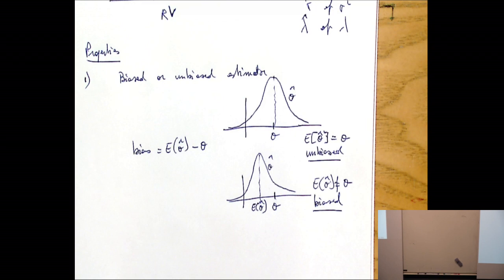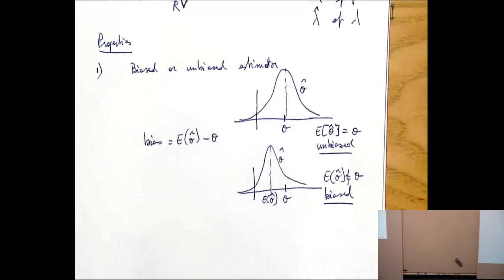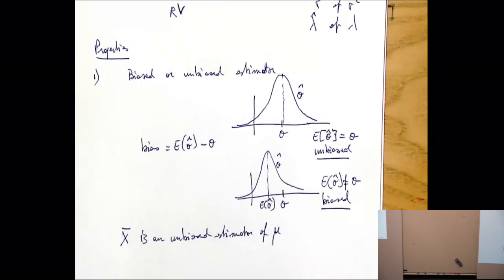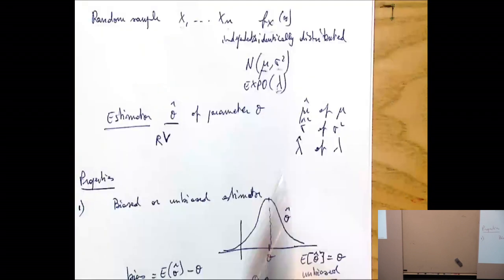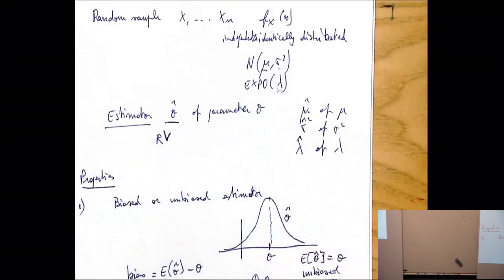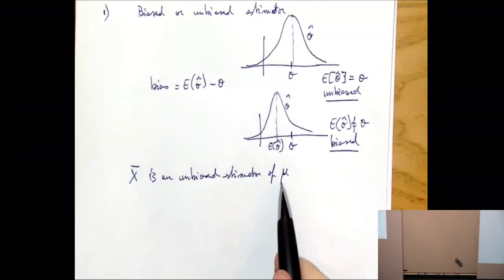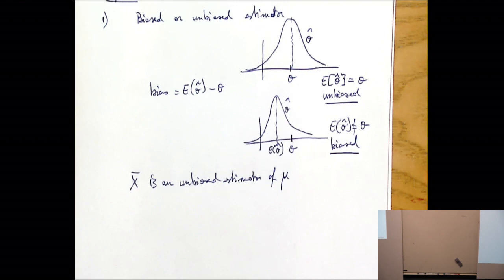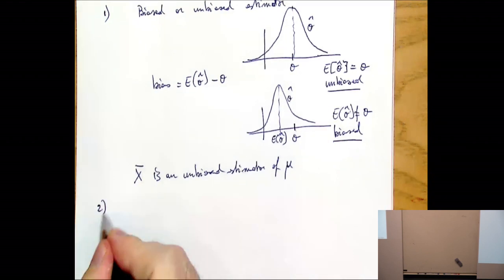Good. So what we saw, for instance, last week, we saw that actually if you do a sample mean, the sample mean is an unbiased estimator of mu, right? So if you look at the mean of a distribution, for instance, of this normal distribution, you can use a sample mean essentially as an unbiased estimator of mu. Good. So this is a first property.